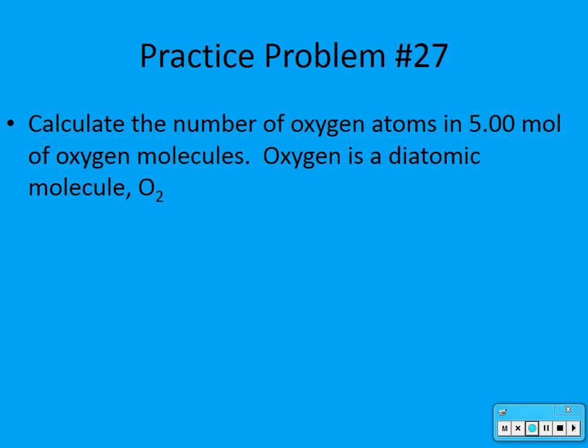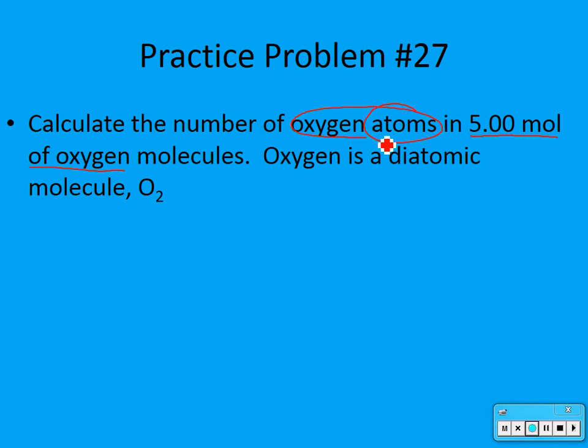Okay, let's go to practice problem number 27. This one's a little bit harder, more difficult, but I'm still going to use the same approach. So let's read it. It says, calculate the number of oxygen atoms in 5 moles of oxygen molecules. Oxygen is a diatomic molecule, O2. Okay, so let's underline what it gave us. It gave us 5 moles of oxygen, and it wants us to come up with the number of oxygen atoms. So oxygen atoms is what we circle.